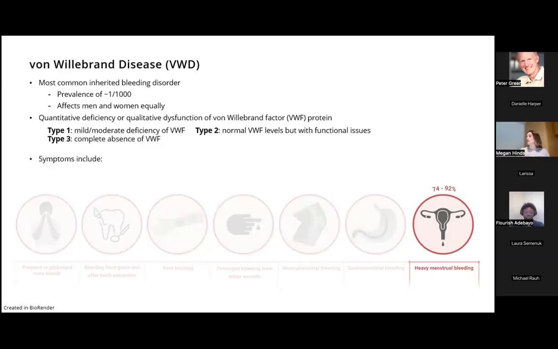And especially in milder forms of the disease, this may also be the only indication of a bleeding disorder until significant bleeding events occur, such as during surgery, trauma, or of course childbirth, which is also when women with VWD are at increased risk for postpartum hemorrhage.